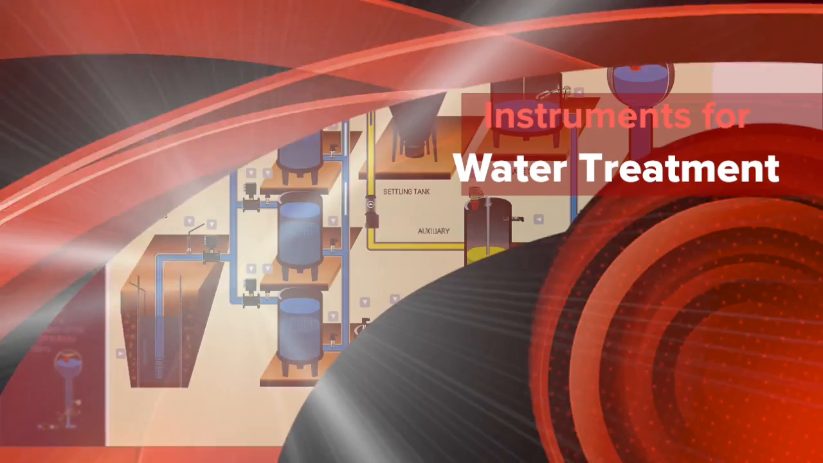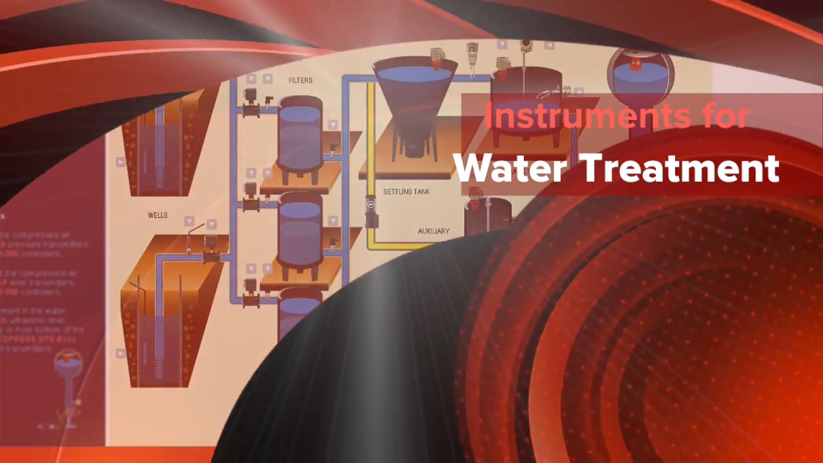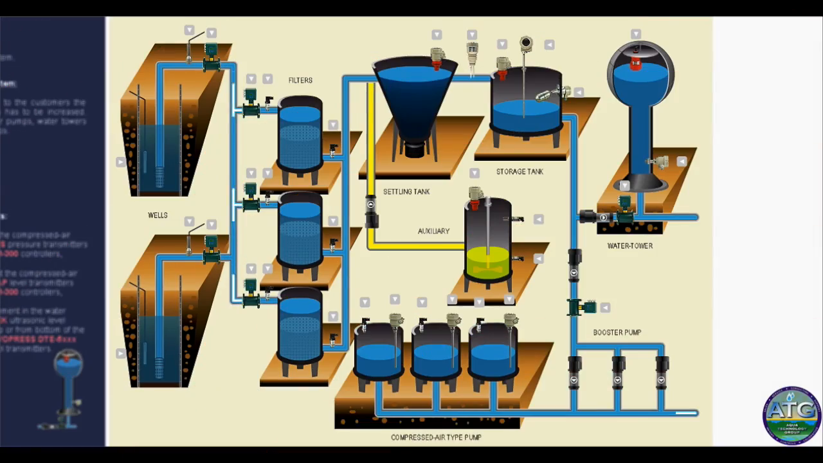Today we're going to take a look at instruments and controls for a water treatment plant. So let's dig in. This diagram shows what we have for a water treatment plant that is using groundwater. Now a lot of the instruments and controls here are also used for surface water, and we'll also be making another video for that. But let's start at the source water here.